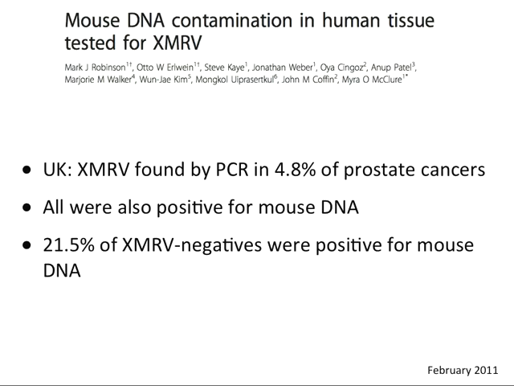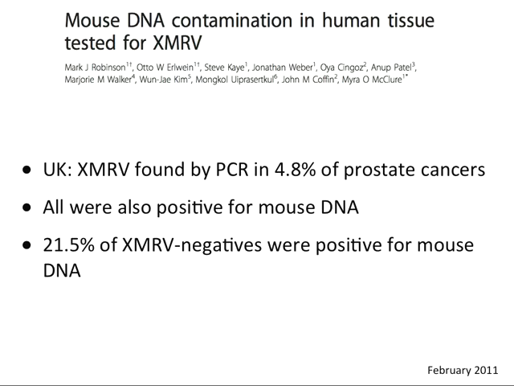Now, we had a series of papers published at the beginning of this year. Four papers we're going to talk about right now came out in this journal, Retrovirology. The first one is entitled Mouse DNA Contamination in Human Tissue Tested for XMRV. In this study, they found XMRV by PCR in 4.8% of prostate cancers. I'm sorry, I said CFS. This is prostate cancers. All of these positives were also positive for mouse DNA, contaminating mouse DNA.